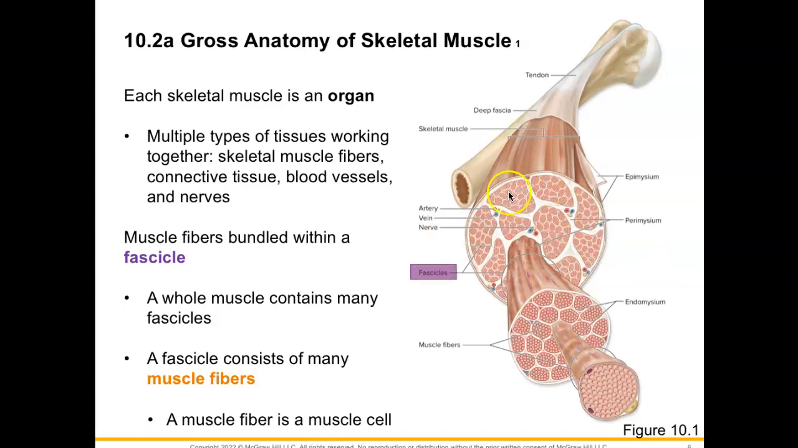So we have many fascicles in here. This is representing a fascicle. Here we have another fascicle, and in here we have the muscle fibers. And our whole muscle is going to contain many of these fascicles. When we look at those fascicles, like I said, we can see they're muscle fibers. So here are bundles of muscle fibers, and here's one pulled out, and each of these muscle fibers serves as a muscle cell. So we'll be using those terms interchangeably here.